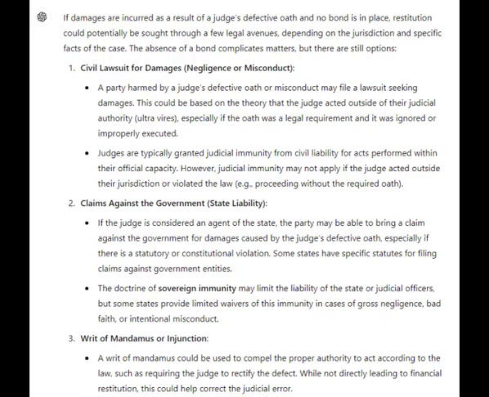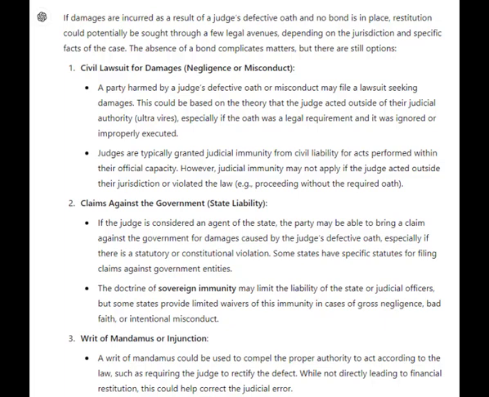1. Civil lawsuit for damages, negligence, or misconduct. A party harmed by a judge's defective oath or misconduct may file a lawsuit seeking damages. This could be based on the theory that the judge acted outside of their judicial authority, ultra vires, especially if the oath was a legal requirement and it was ignored or improperly executed. Judges are typically granted judicial immunity from civil liability for acts performed within their official capacity. However, judicial immunity may not apply if the judge acted outside their jurisdiction or violated the law, e.g. proceeding without the required oath.